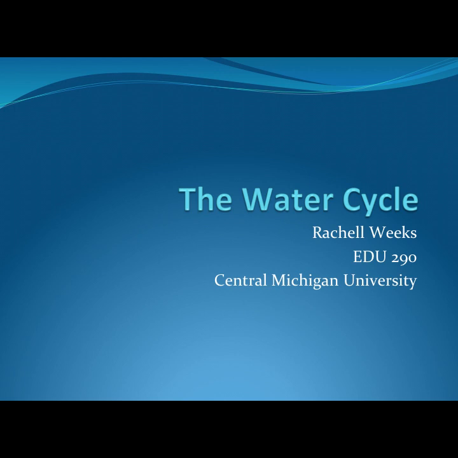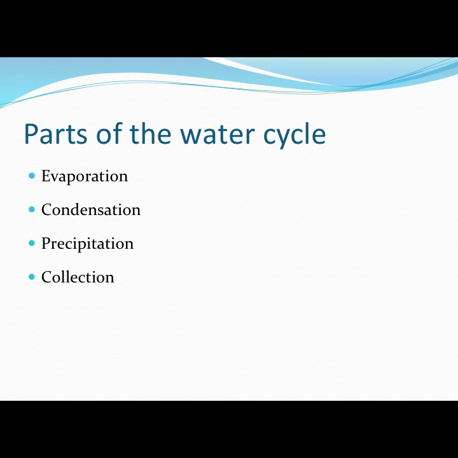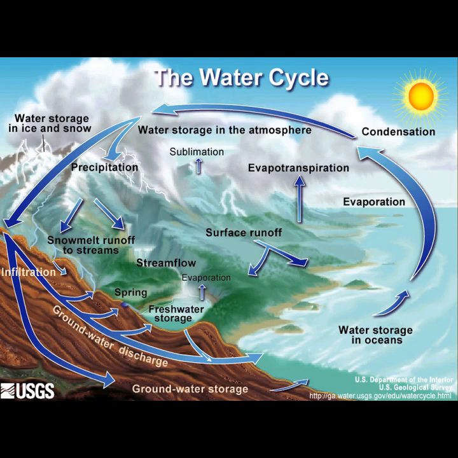Today we're going to learn about the water cycle. There are 4 parts to the water cycle: evaporation, condensation, precipitation, and collection. This is a diagram of the water cycle.